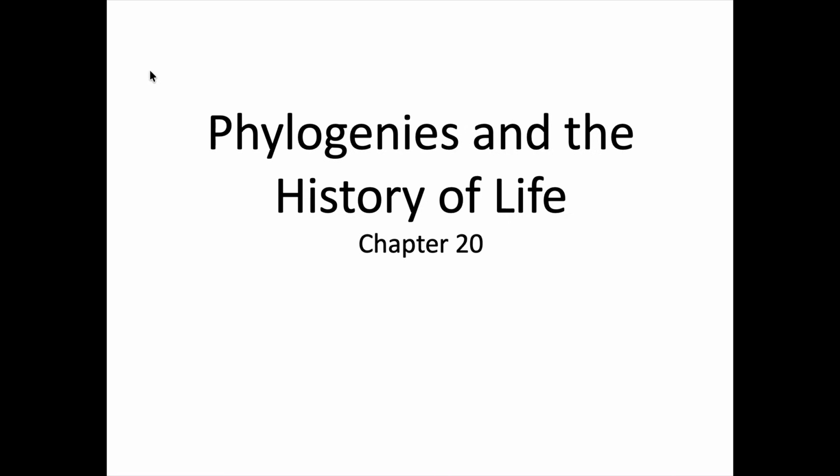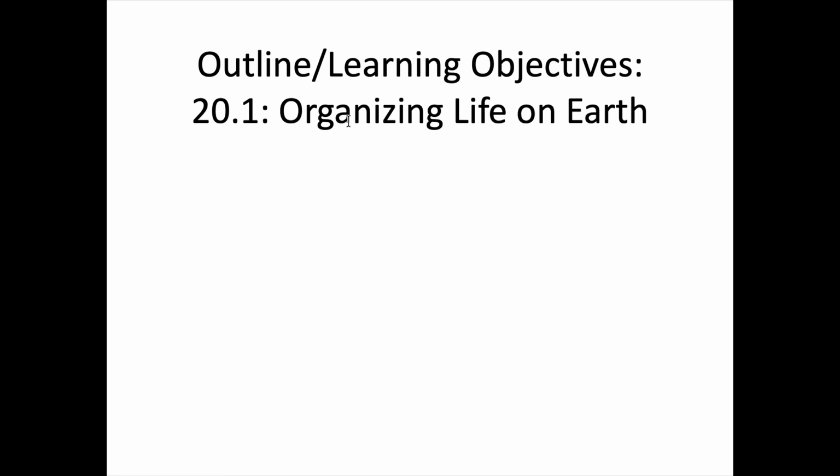Because this course is a continuation of BISC1303, we're not starting with chapter 1, we're starting in chapter 20, Phylogenies and the History of Life. So this is kind of an organizational big picture chapter before we get into the specifics of things after this. Our first objective here is organizing life on Earth.